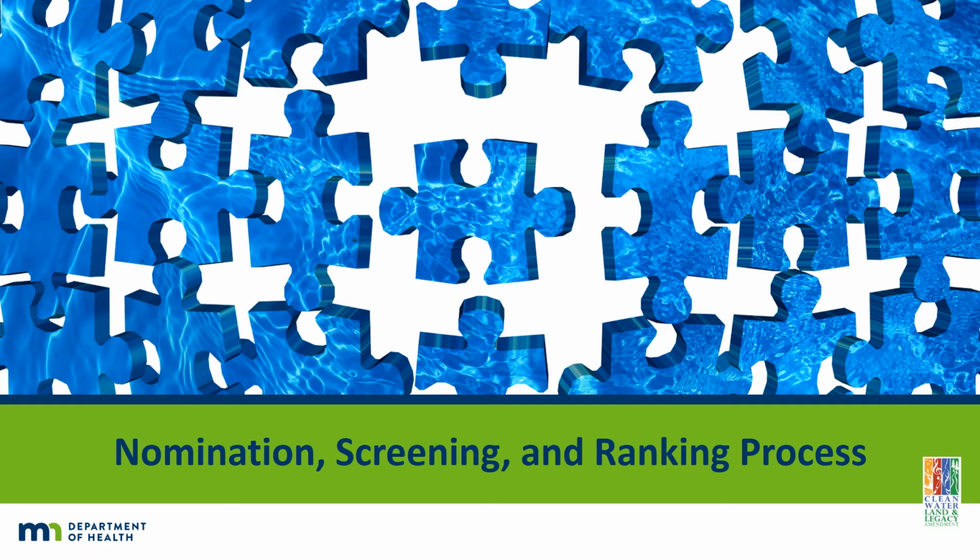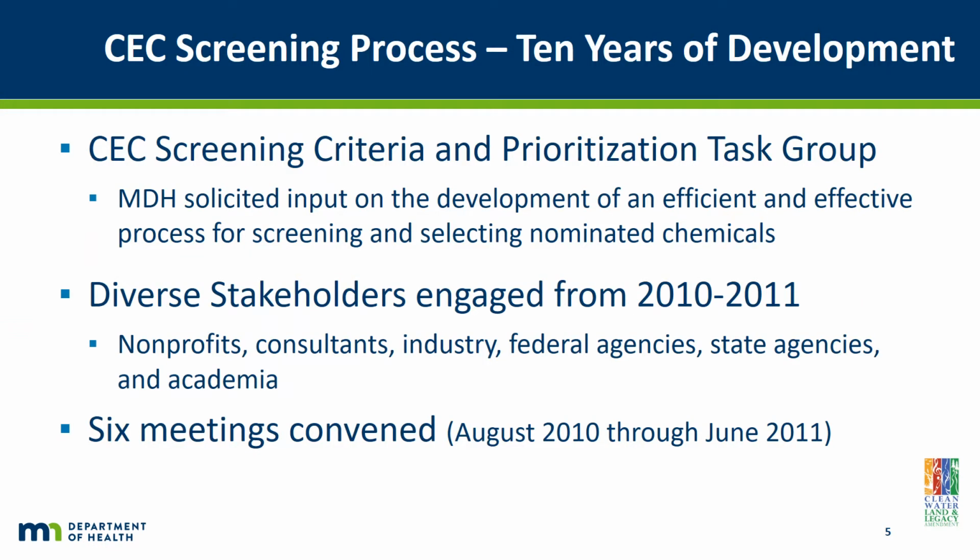Substances that meet this definition are considered to be contaminants of emerging concern. On this slide, which shows puzzle pieces, I'll begin the background section on the nomination, screening, and ranking process that is currently used by the CEC initiative. When the CEC initiative was first formed in late 2009, MDH established a task group to provide input on developing a process for nominating, screening, and prioritization of chemicals.